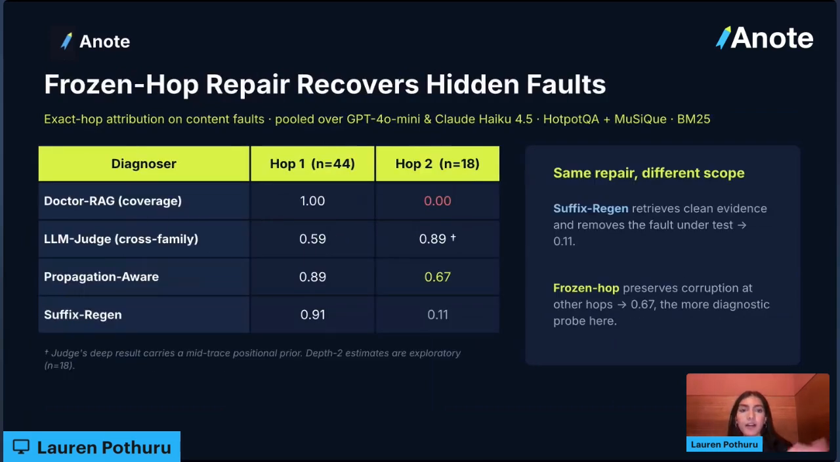Okay. And then on content faults, the picture changes in an interesting way. So at hop 2, coverage gets 0, but the frozen hop repair reaches 0.67. And so this gap comes down to scope, actually. So suffix regen, that one probing diagnoser and fixer, regenerates the trajectory. And when it does, it retrieves clean evidence and accidentally removes the very fault we're testing. So it drops that down to around 11%. Frozen hop instead preserves the corruption everywhere else. So anything that was generated as a follow up to corrupted context stays corrupted.